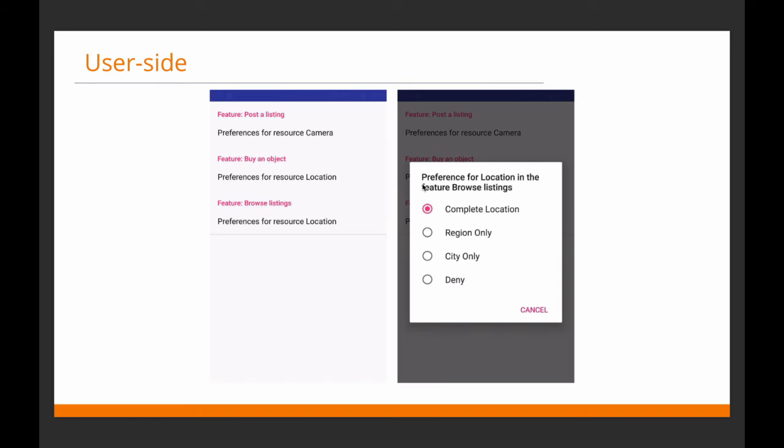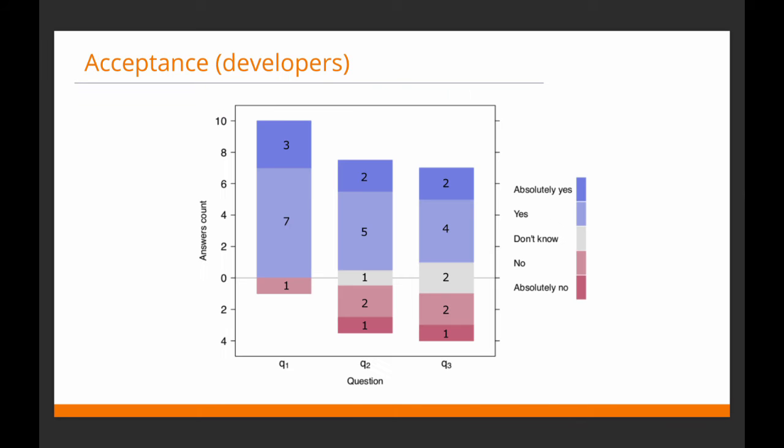And on the right side we can see the detail for the feature browse listings, where the user can decide how to share the resource location. So we can decide among 4 possible levels: complete location, region only, city only, or deny.